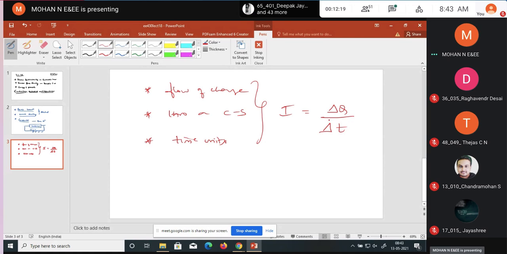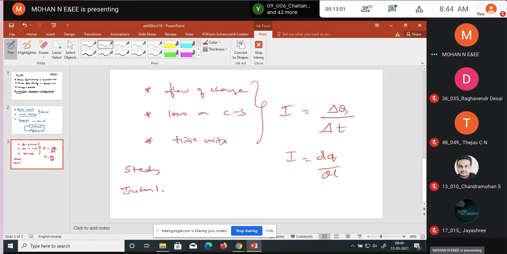So delta Q is nothing but the amount of charge that is flowing through the given cross section in delta T seconds. So this is nothing but your electric current. So rate of flow of charges is nothing but electric current. Sometimes it is also written as dQ by dt, as time tends to zero, depending on the cross section.